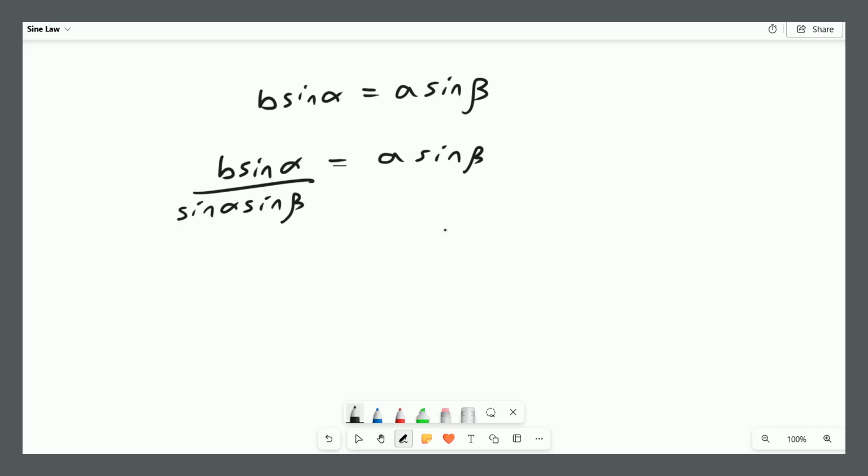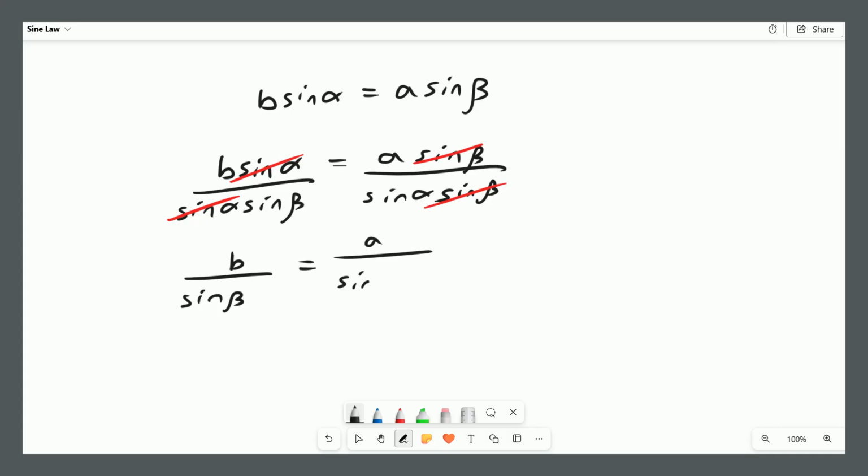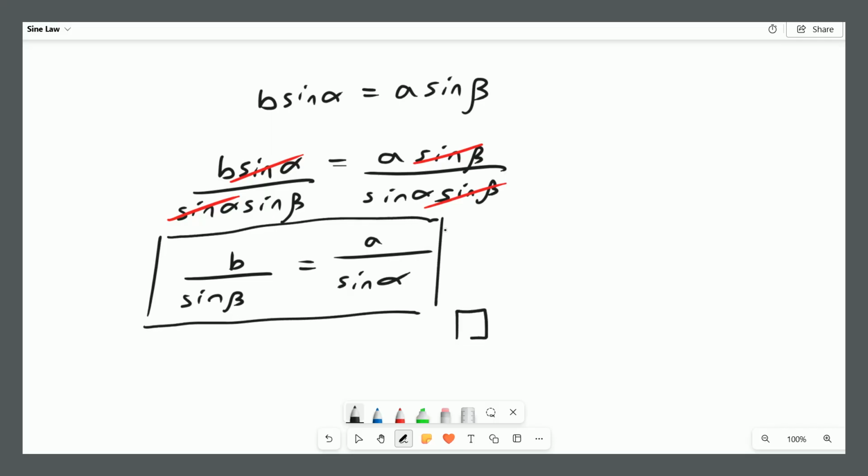Sine alpha sine beta here, sine alpha sine beta here. We have sine alpha cancel out on the left side, and sine beta cancel out on the right side. And what do we have left? B over sine beta equals a over sine alpha. And that is what we originally set out to prove.